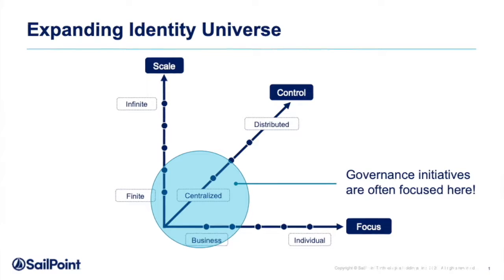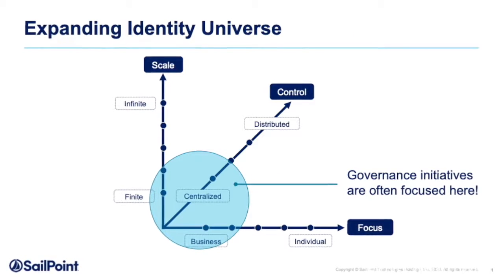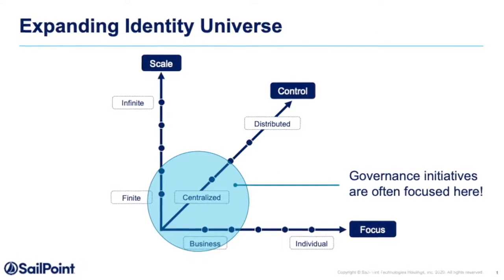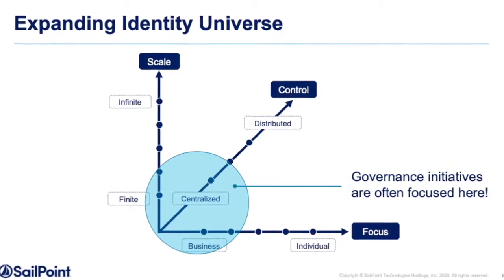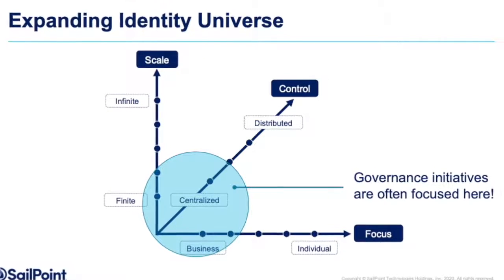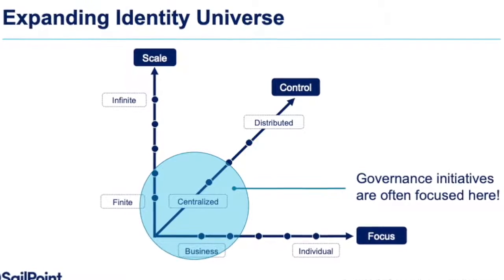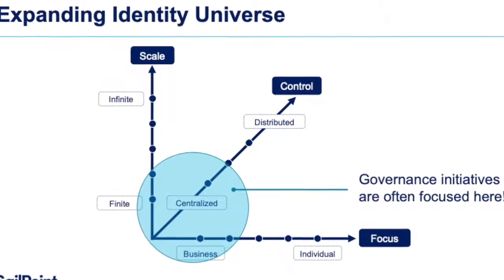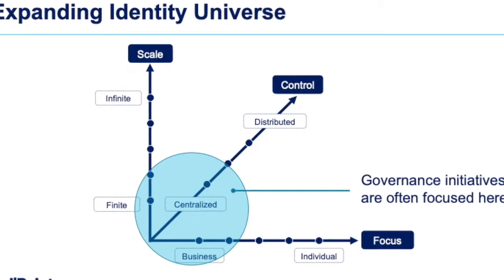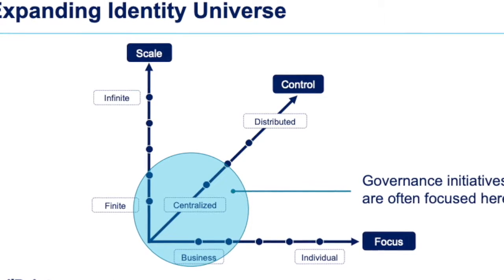I want to look at this from a different angle as well. So, kind of taking the same three axes, but looking at how it's expanding. First, it's in scale. It used to be that we had a finite number of identities, well-known identities that we managed. In today's environment, there's an infinite number of identities, sometimes into the billions of identities when you start adding in consumers and things and bots.